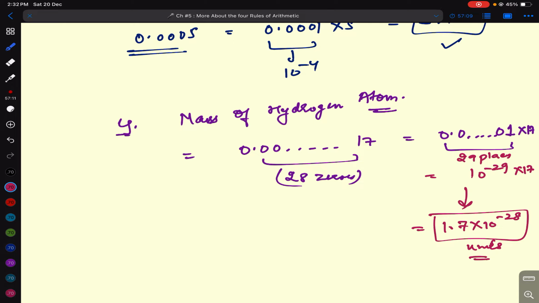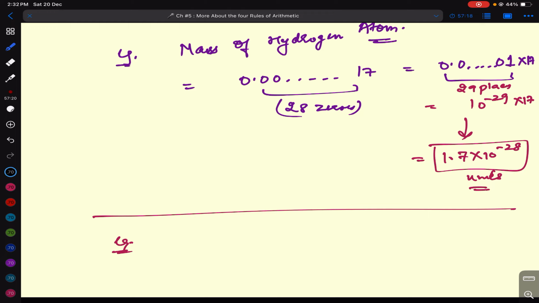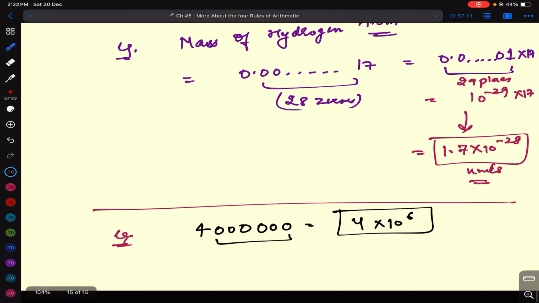One final example of this lesson. Let's say you have to write 4 with 6 zeros. How do we write that in scientific notation? This will be 4 times 10 to the 6, right? Because we have 6 zeros.